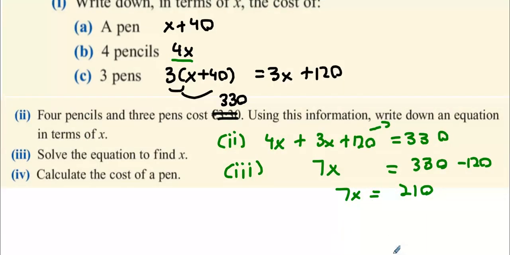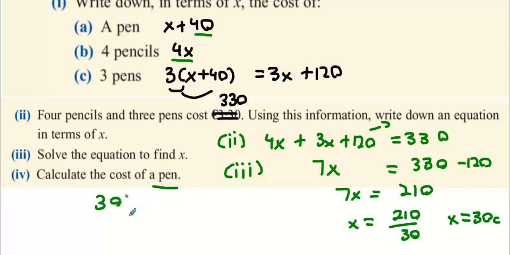Divide 210 by 7, and what we should get is 30 cents. This means that pencils cost 30 cents. But we need the cost of a pen. Pens cost 40 cents more. So that's 30 plus 40, which will give you 70 cents. And that's the answer for part 4.